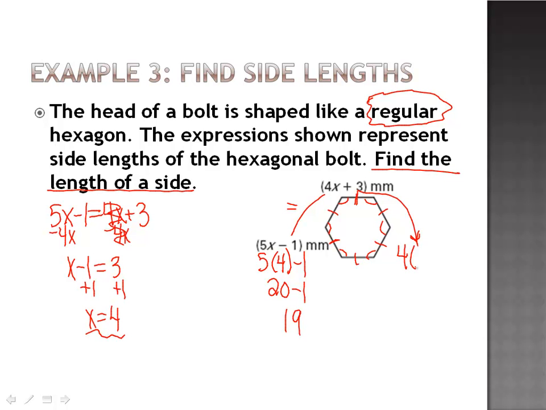So 4 times 5 plus 3. Oh, not 4 times 5. 4 times 4 plus 3. That's 16 plus 3, which is 19. So we got that our side lengths are both 19, which means they're congruent, which we know is true. So we found the right answer. Our side length is 19.